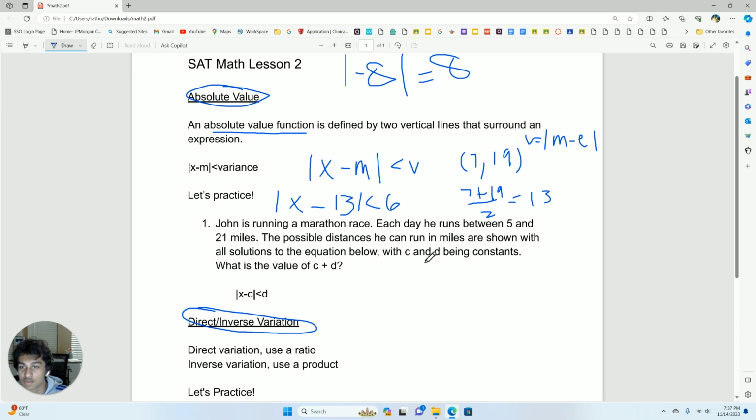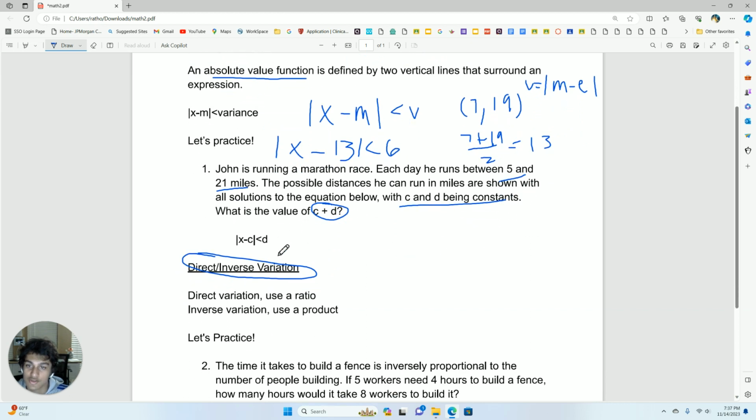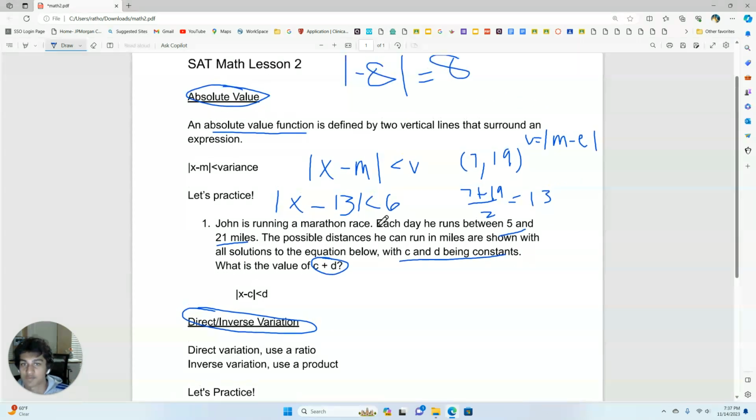John is running a marathon race, and each day he runs between 5 and 21 miles. The possible distances he can run in miles are shown with x being a solution to the equation below, and c and d are constants. The question is asking us what the value of c plus d is. Here's how the equation looks. It's kind of familiar because we already talked about it: the absolute value of x minus c is less than d. So we can identify that c is the midpoint and d is the variance.